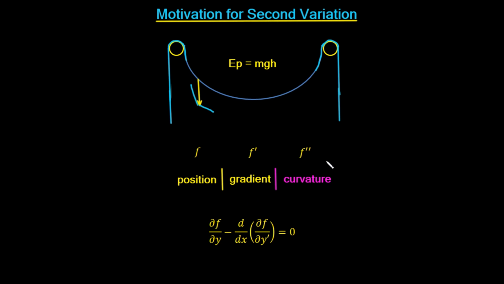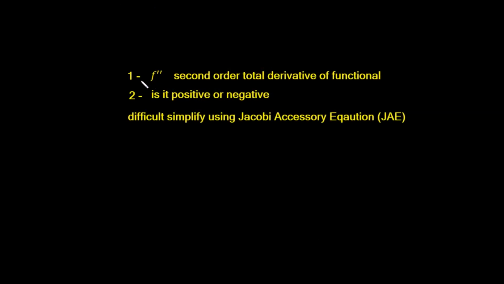So let's work out a roadmap of where we're going over the next few videos. We want to work out this equation here, f double derivative. So this is going to be the total derivative of the second variation. And having found this, we're going to have to work out whether it's a positive value, which would mean a local minimum, or a negative value, which would mean a local maximum. So as we've said, we're going to find the f double derivative, so that's the second order total derivative of our functional, and we're going to have to work out whether it's positive or negative.